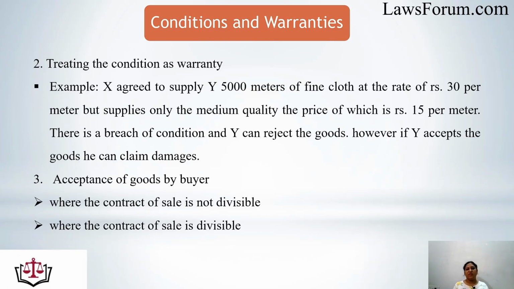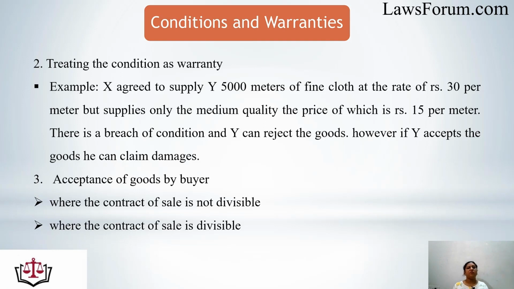Second is treating the condition as warranty. Let's see the example. X agreed to supply Y 5000 meters of fine cloth at the rate of rupees 30 per meter, but supplied only the medium quality, the price of which is rupees 15 per meter. There is a breach of condition, and now Y can reject the goods. However, if Y accepts, he can claim the damages. Means in this case, the buyer has treated the condition as a warranty only.